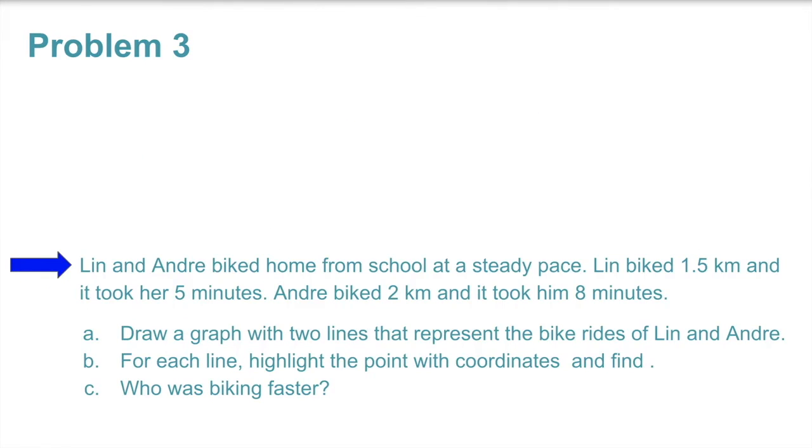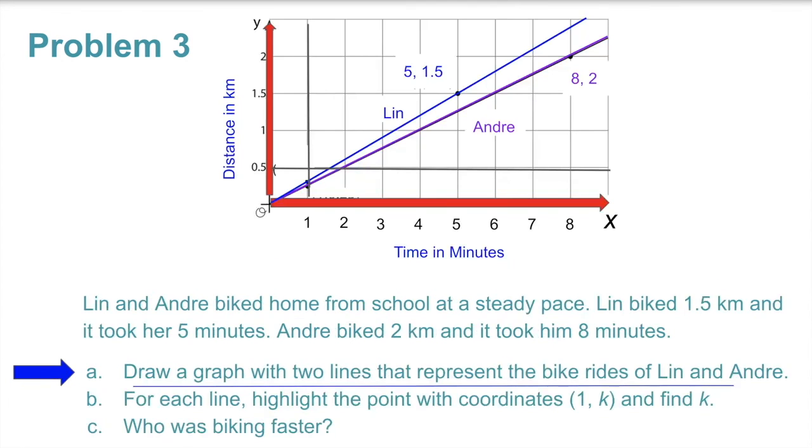Number 3. Lynn and Andre biked home from school at a steady pace. Lynn biked 1 5/10 kilometers and it took her 5 minutes. Andre biked 2 kilometers and it took him 8 minutes. A. Draw a graph with two lines that represent the bike rides of Lynn and Andre. The x-axis represents time in minutes and the y-axis represents distance in kilometers.